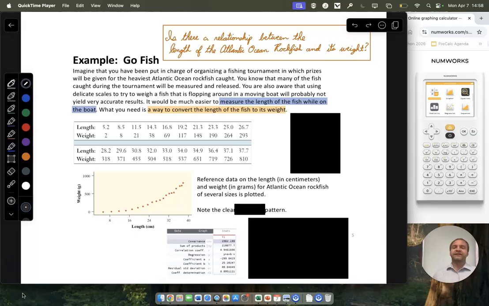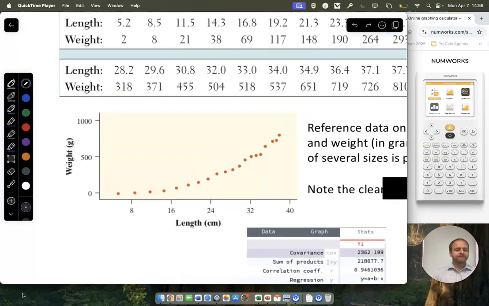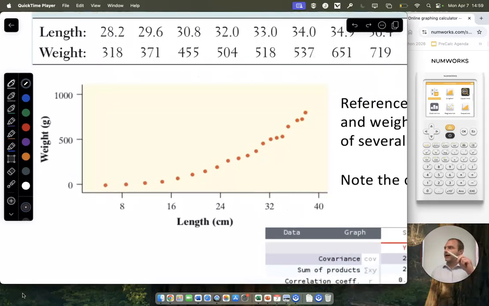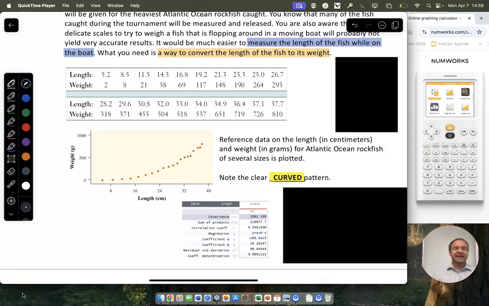So we have all the data there, the length and the weight of some fish that are caught in this case. We have a scatter plot, and so we have the weight on the y-axis and the length on the x-axis. I can see right here that this is a curved pattern. It's not linear. That's not good. And so I have to realize that this curved pattern is not good to create a least squares regression line with. I have to straighten it out. Now, that's where we're going.